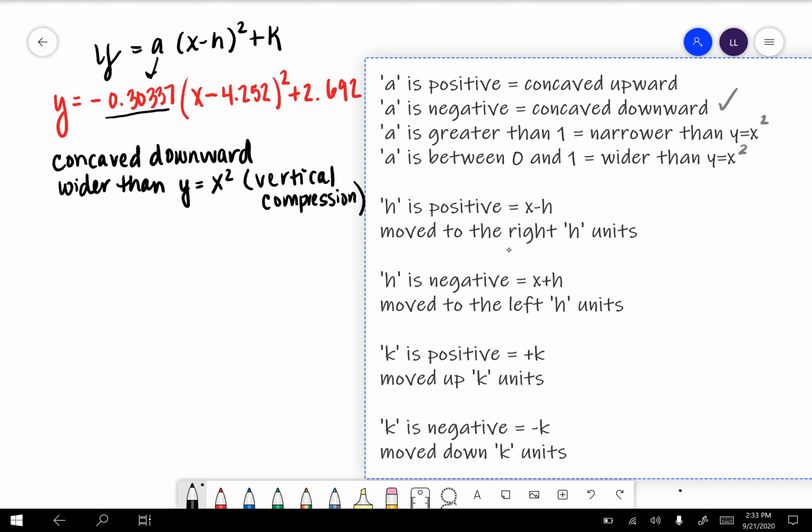Okay, next, so check for our a. Now let's look at h. We have two situations for h. Is h positive or is h negative? So we look here, it says x minus 4.25. That means if it says x minus, my function is following this rule, not that one. So h is positive, x minus h, that means it moved to the right h units. What's h? h is 4.252. So it moved to the right 4.252 units.